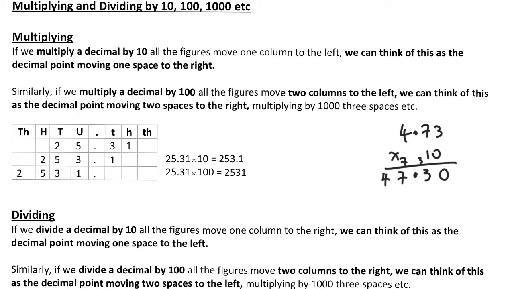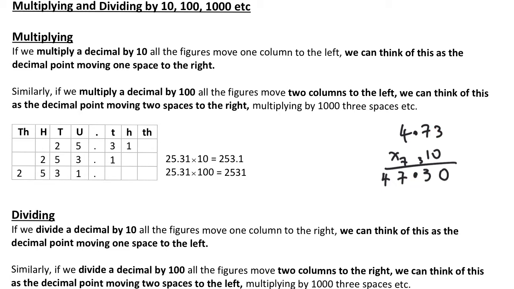And what we can see is that the hundredths column has moved to the tenths. The tenths have moved to the units, and the unit has moved to the tens column. So all the numbers have been moved one place value to the left. Another way that we can think about it is, rather than all the digits moving one space to the left, that the decimal point has been moved one space to the right. So we've gone from between the 4 and the 7 to between the 7 and the 3.